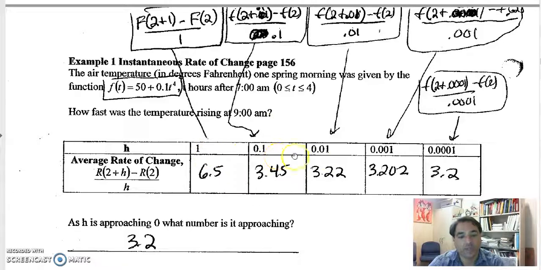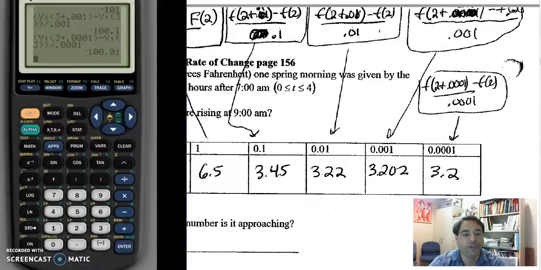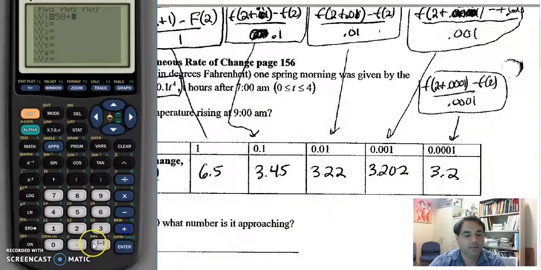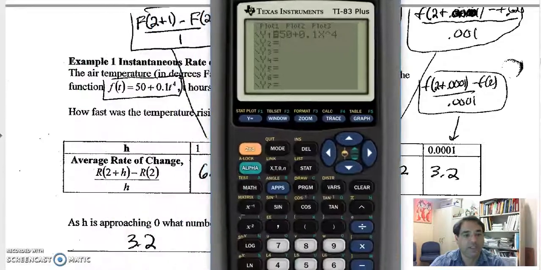So we're going to do as it approaches 0. To do this in the calculator, again, we have a new function. So I go to y equals, clear the old one. The new function is 50 plus 0.1 x, 0.1 x raised to the 4. So we have to change that, new problem, change that.